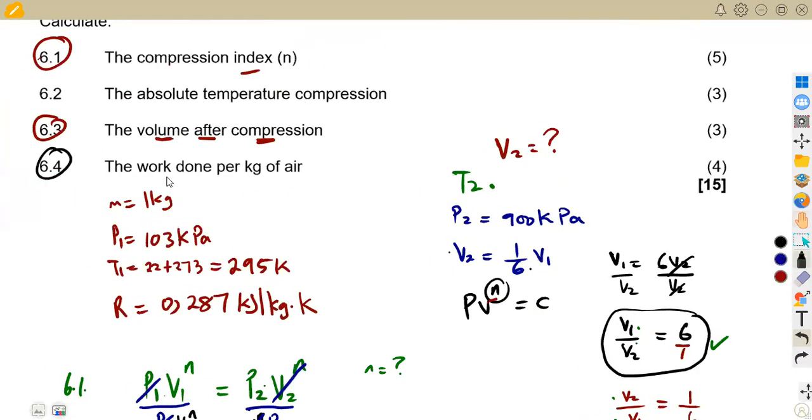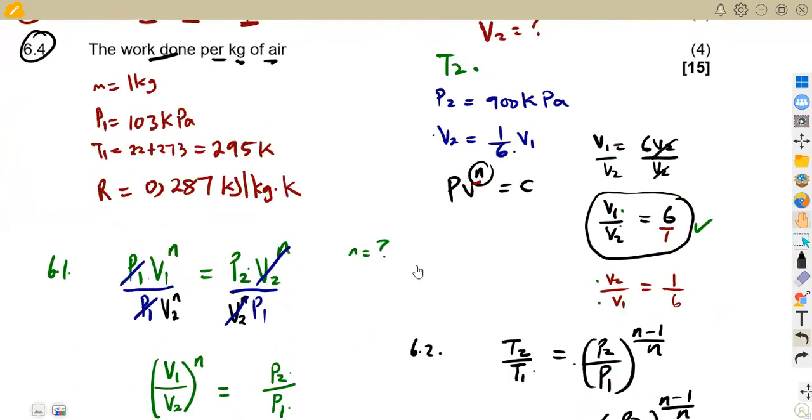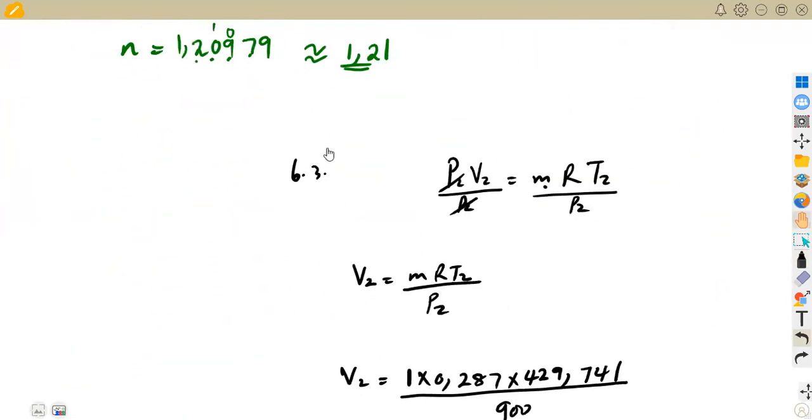And 6.4, the work done per kg of air. So we are supposed to calculate the work done. Let us check the formulas that are appropriate for the work done so that I can explain from there. So that's 6.4. This is work done per kg. Remember, they are saying work done per kg in this case, so we take our mass as 1 kg.